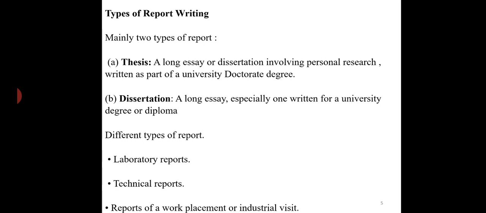Then the next one is report of a work placement or the industrial visit. So in this type of industrial visit, that is an industry report, it describes the particular industry, containing the detailed information, facts and statistics of the particular industry. So this industry report could be private or public, either paid or free.